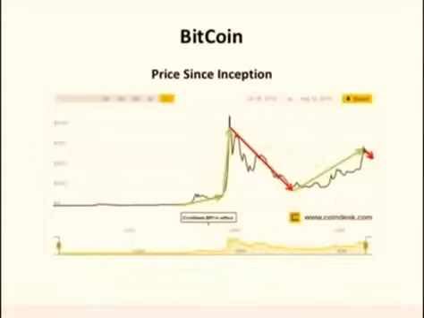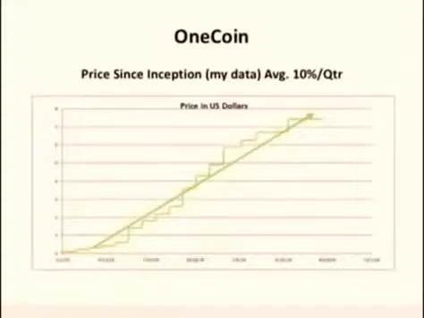But OneCoin, next slide, is showing a steady increase of about 10% every 3 months. And this has been holding for over a year now. Now 10% a quarter is 54% a year. So it's been doing pretty well.